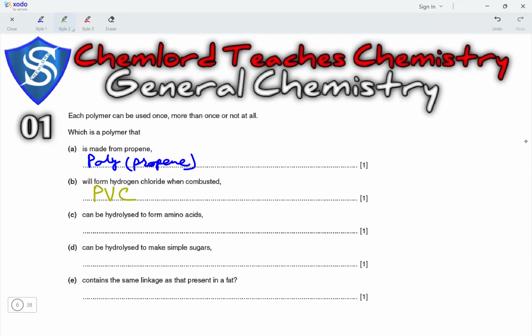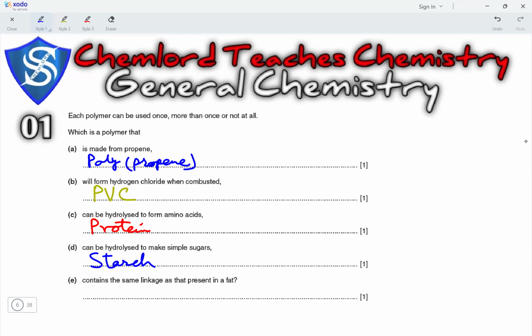Can be hydrolyzed to form amino acids. Amino acids are monomers for the polymer called proteins, which are polyamides. So when we hydrolyze proteins, we end up with amino acids. So the answer here is protein. Can be hydrolyzed to make simple sugars. So polysaccharides can be hydrolyzed to make simple sugars. And a polysaccharide given in the list is starch.